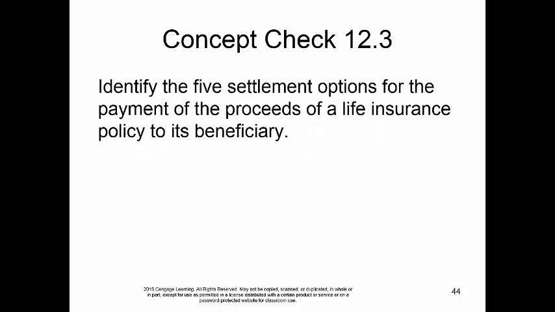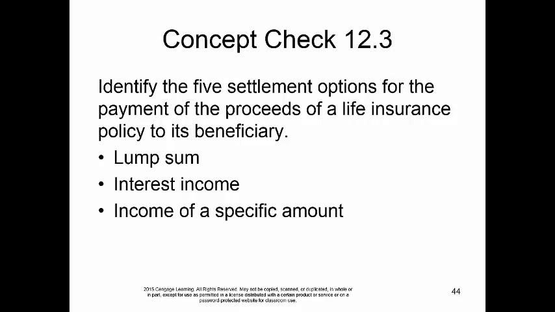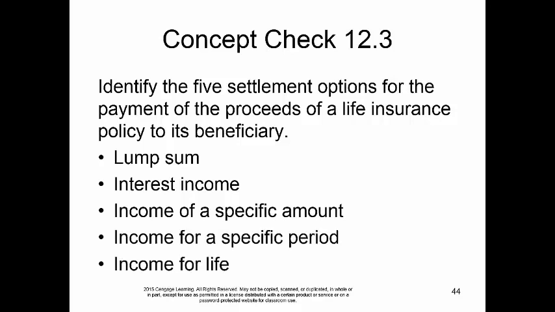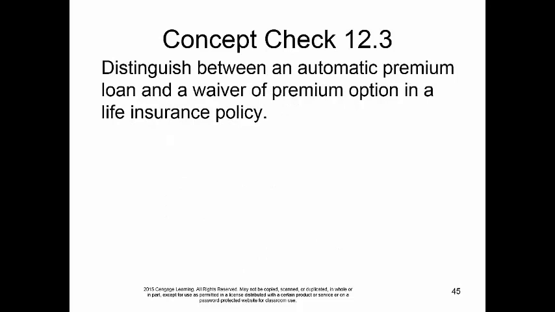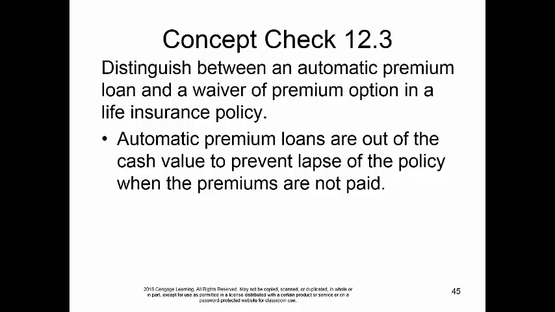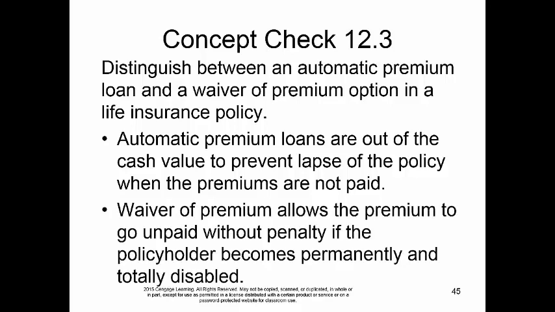Identify the 5 settlement options for the payment of proceeds of a life insurance policy to its beneficiary: lump sum, interest income, income of a specific amount, income for a specific period, income for life. Distinguish between automatic premium loan and a waiver of premium option in a life insurance policy. The automatic premium loans are taken out of the cash value and prevent lapse in policies when the premiums are not paid. Waiver of premium allows a premium to go unpaid without penalty in the event that the insured becomes permanently and totally disabled.